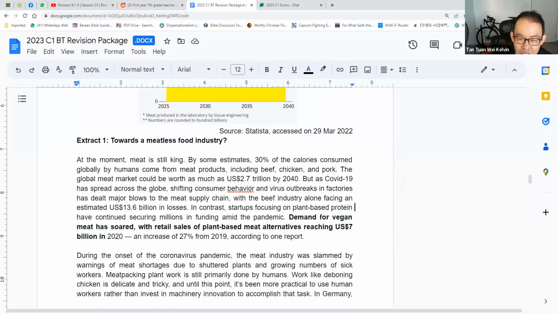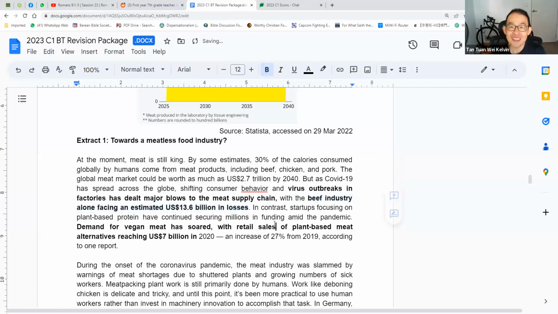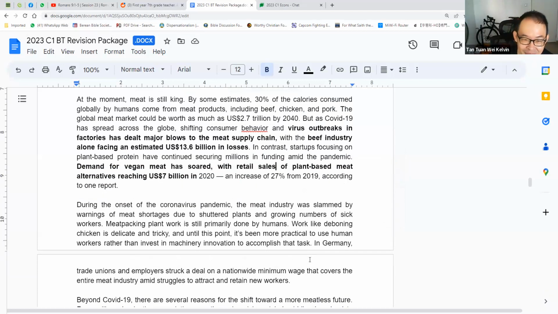So you are talking about virus outbreak, right? Okay, so again, this should be pretty clear to you, right? That it is bad news to the meat supply chain. If you have virus outbreaks, right? Okay, the meat supply would have fallen. Okay, would have fallen. And of course, beef industries have sustained 13.6 billion of loss. So all this tells you that it's bad news for the meat supply market. Okay, you would guess that the supply of meat has fallen.